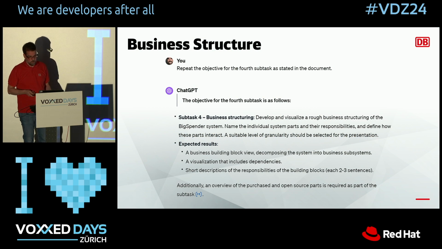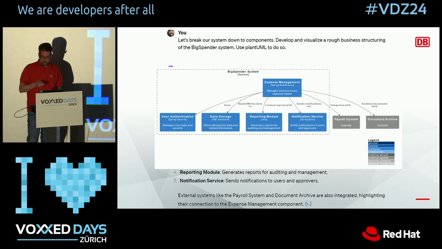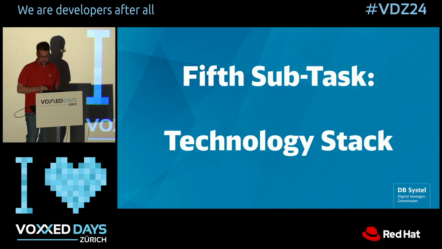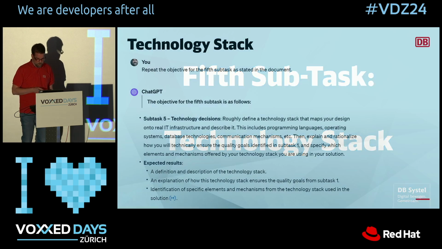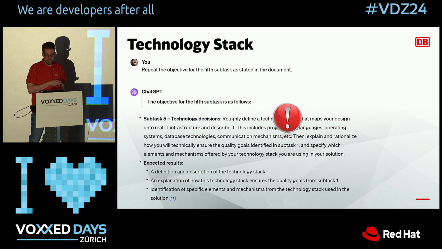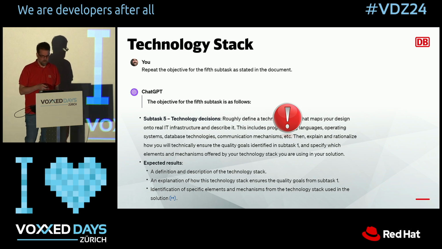Now, with a business structure, it's nearly the same. I knew that it would come up with a not so good result, so I already gave the model time to think and got a better result. Then we have the technology stacks, the next task. And here it's quite interesting because it didn't manage to repeat the objective. And I was quite surprised.